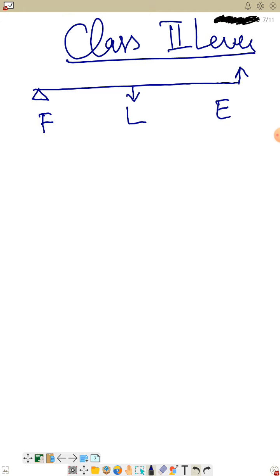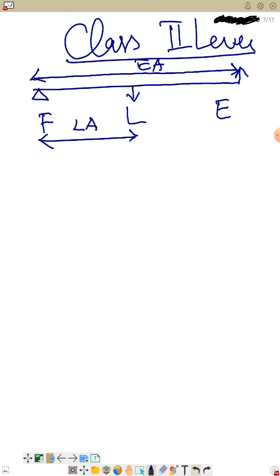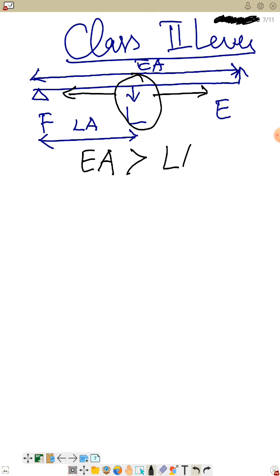All right, now let's see about the effort arm. You know the distance from the fulcrum to the effort is called effort arm, and the distance from fulcrum to the load is called the load arm. So wherever you may place this load, whether you place it near to the fulcrum or near to the effort, you will see that effort arm will always be greater than the load arm in class 2 lever.